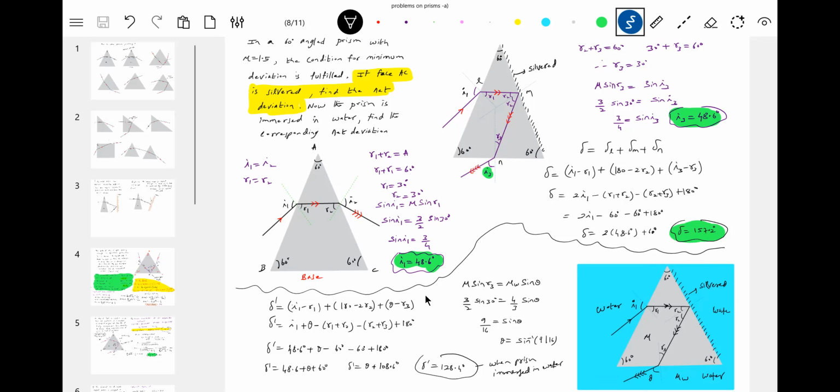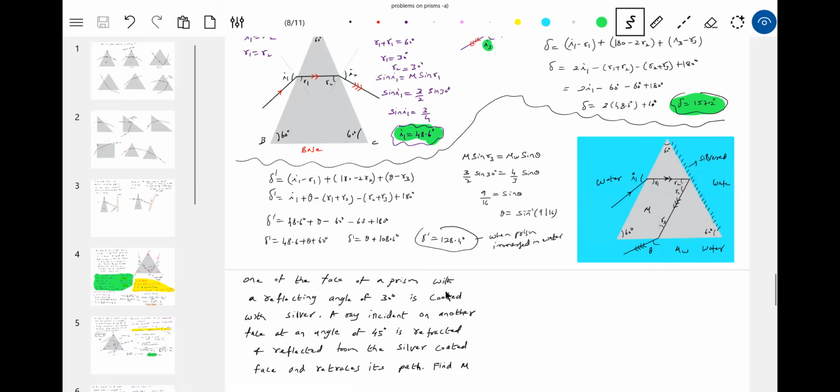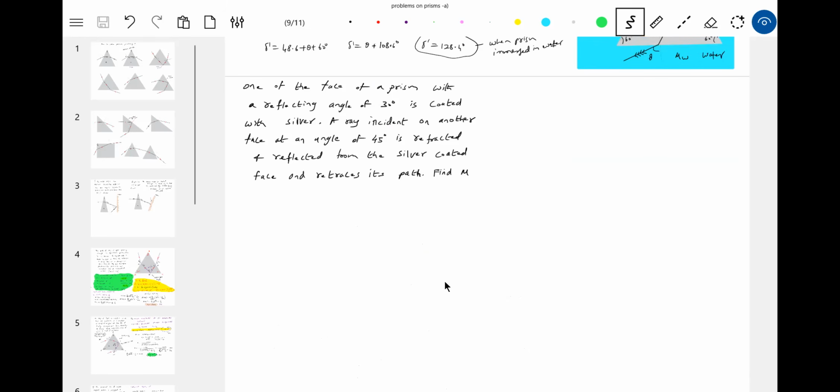If any surface is silvered, it will act like a mirror. The silvered surface will act like a mirror. Angle of incidence should be called angle of reflection. If it undergoes TIR also, the condition is same. But you can't write sine R2 is equal to 1 by mu. It's very important. If it undergoes TIR, sine of R2 is equal to 1 by mu. If it is just a reflection, there's no relation between sine R2 and mu. I think some small things, please do make observation. Okay, we'll take the next one.